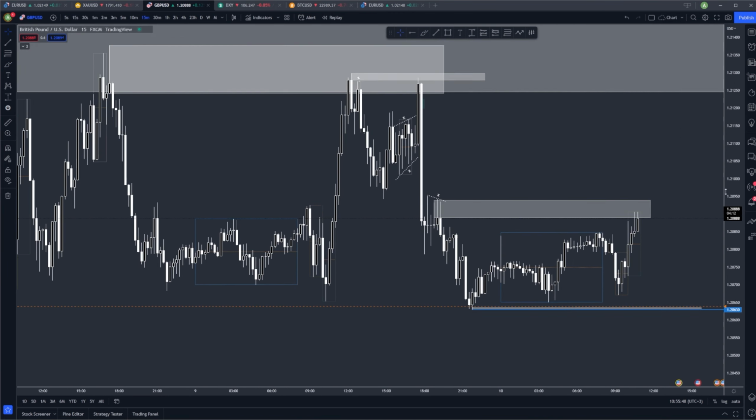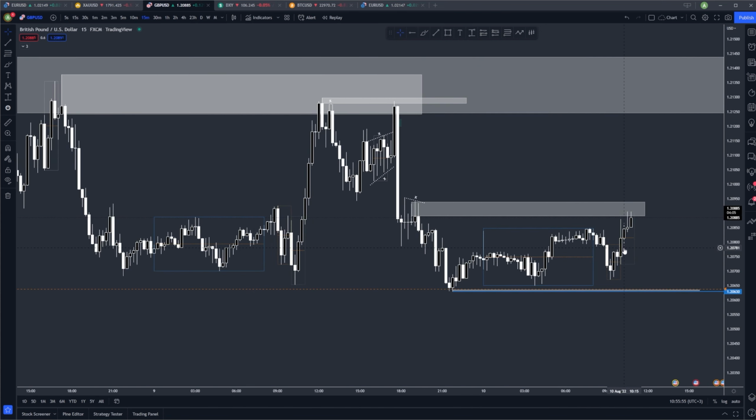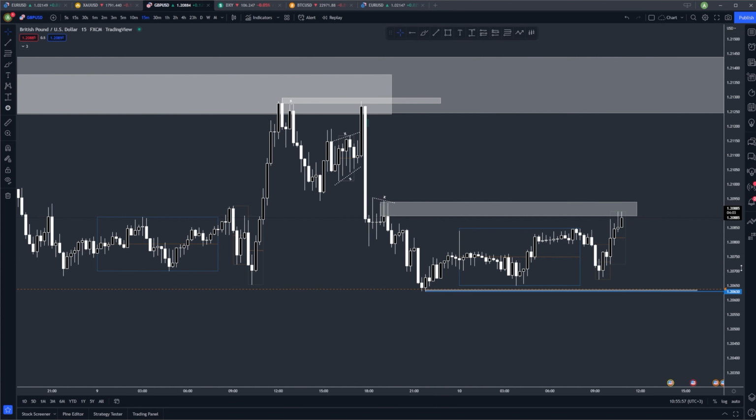So identifying liquidity, understanding how liquidity works is a really good addition to your trading plan, because you will have much safer entries, you'll have better entries, and you also have better targets.